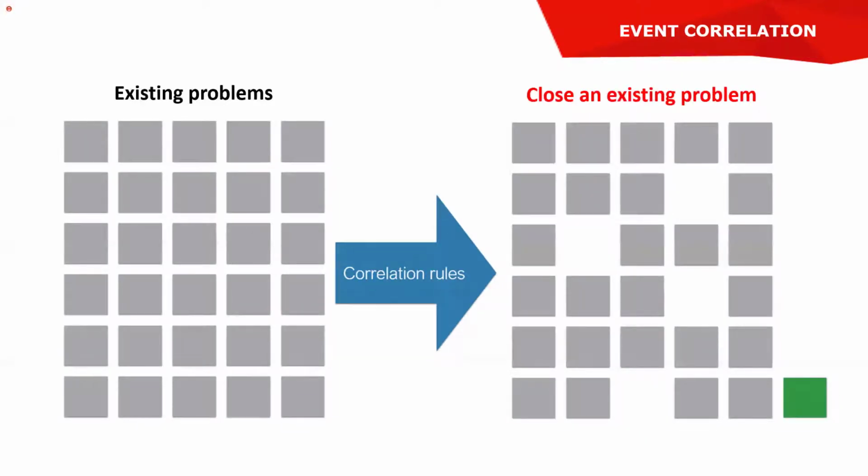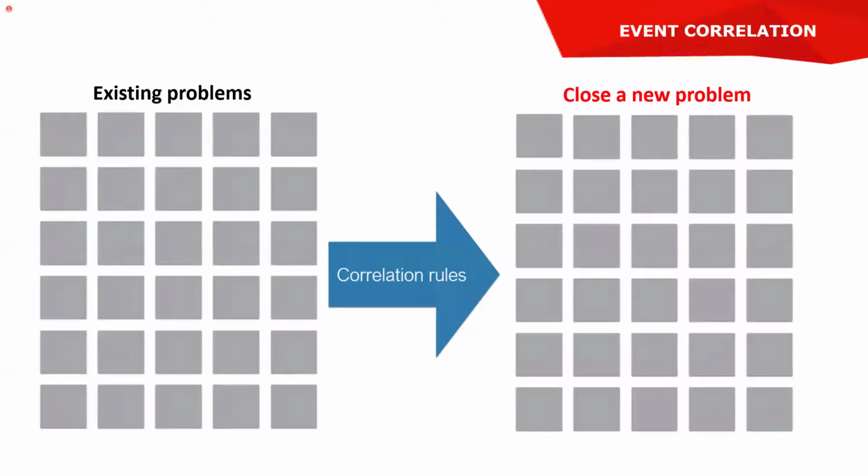If we configure close an existing problem with event correlation, then as soon as this problem happens, it will close all the existing problems that are related to this problem on the tag level. If we close a new problem, not the old one, it will close only the new problem that was just generated by some trigger.